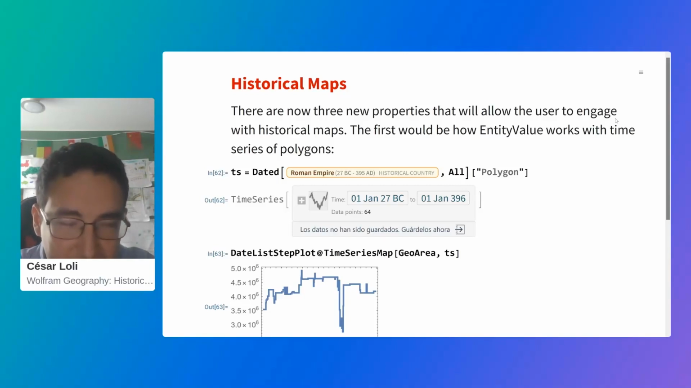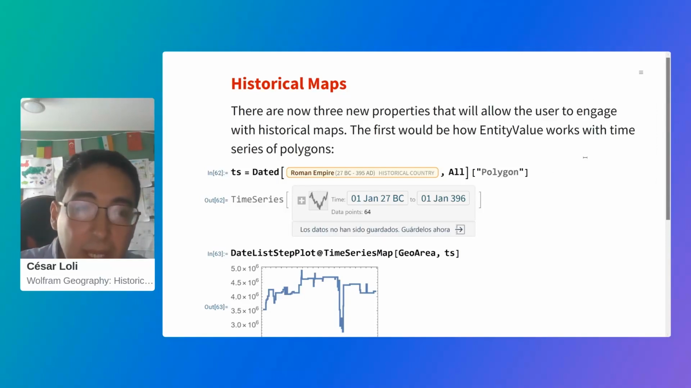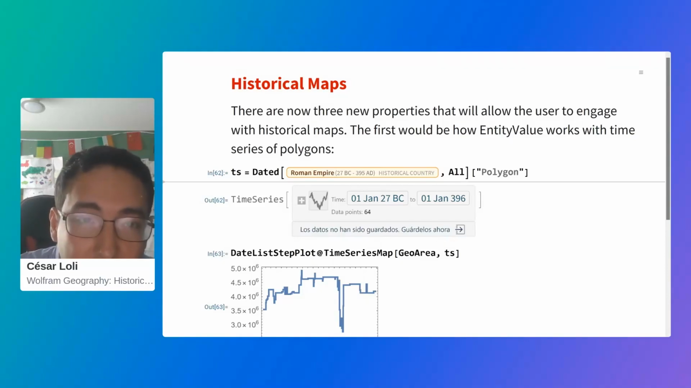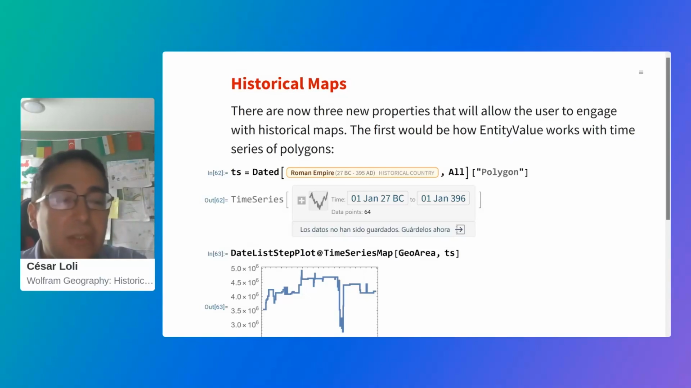For instance, we have here the most basic one, the time series of polygons. These allow us to represent how an historical entity might change over time. For instance, we have here the Roman Empire that has not one map, but many. And we can see how this entity has changed over time.